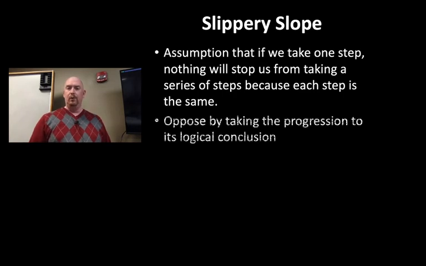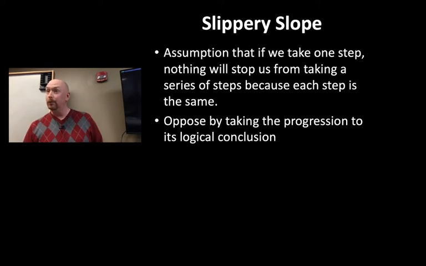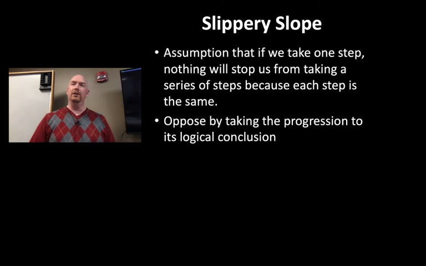We argue against the slippery slope argument by taking that progression to the logical conclusion. This is the full slide now. So it would be ridiculous for us to own a million dogs because then we couldn't even open the front door. So you point out the ridiculousness of the conclusion.